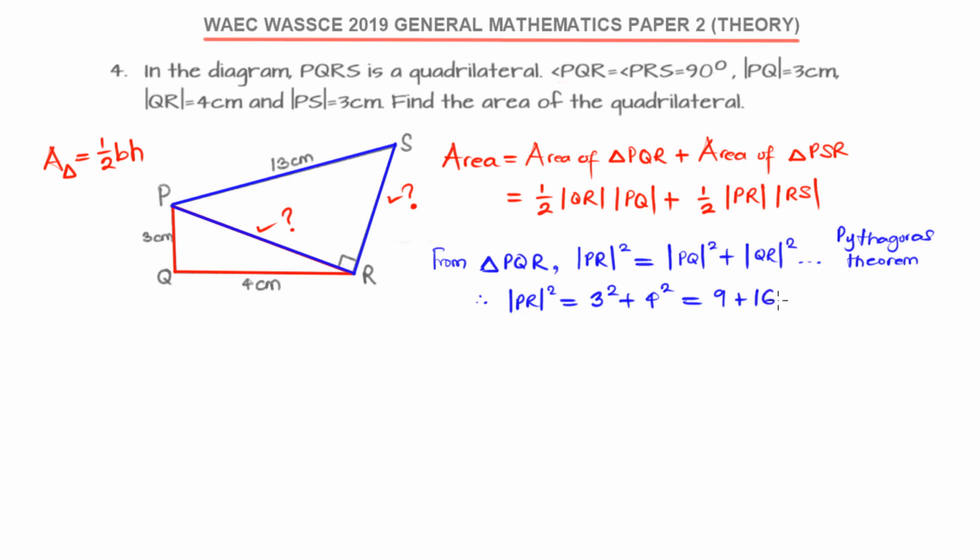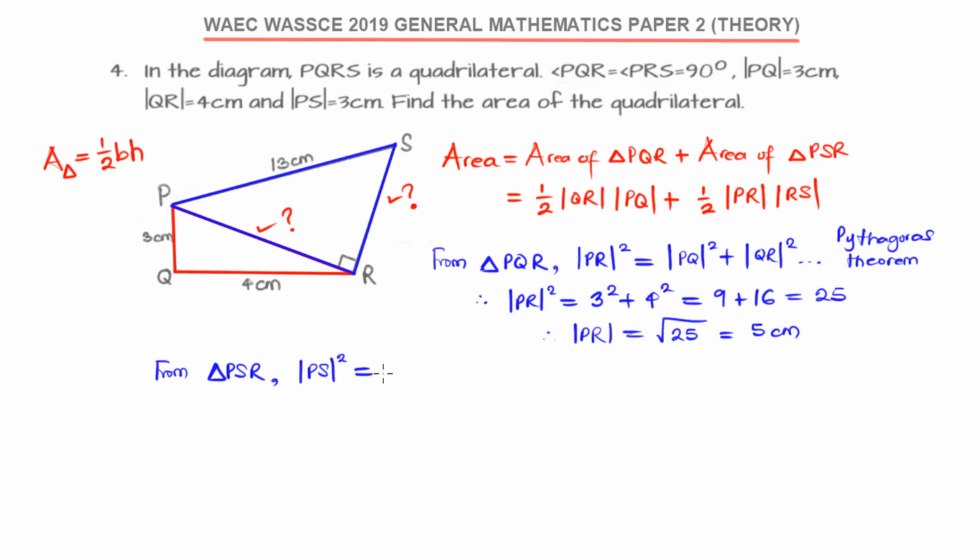That's 9 plus 16, which is 25, such that PR will be the square root of 25, and that is 5 centimeters. So we can input the value for our PR to know that we have our PR to be 5 centimeters, which you can use to get the area of triangle PSR. But that's not the only thing we are needing. We also need the side SR.